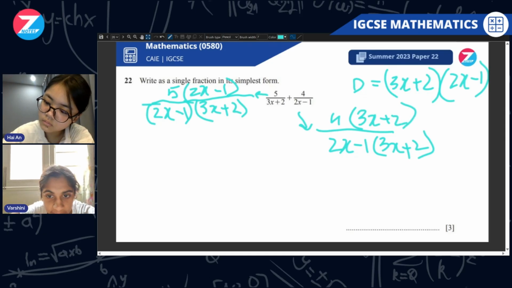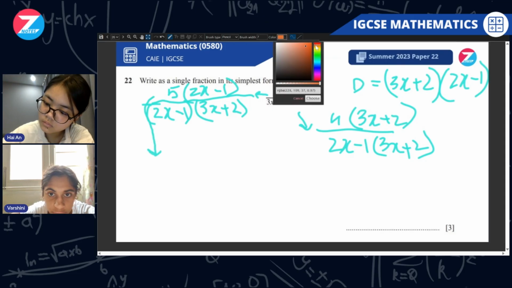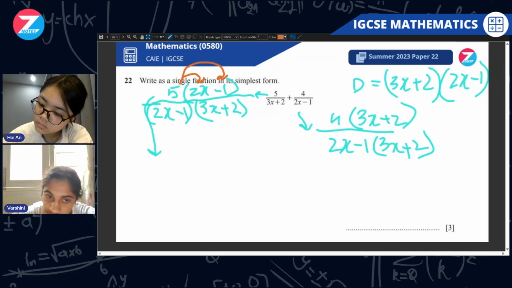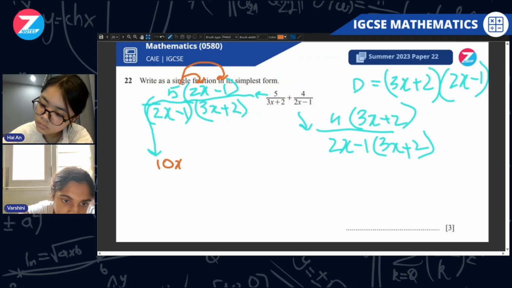Okay, so now let's find the numerators. So first let's take this one. 5 into 2x minus 1. So we know that we have to multiply 5 into 2x and 5 into minus 1 to get rid of the bracket. So 5 into 2 times x is going to be 10x, and 5 into minus 1 is just minus 5.